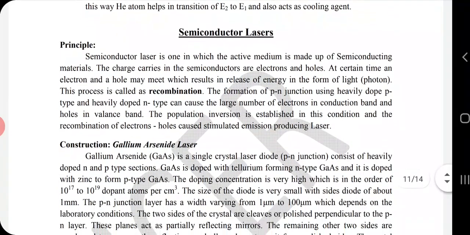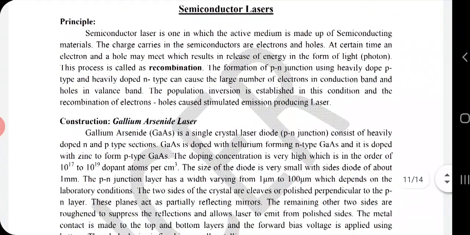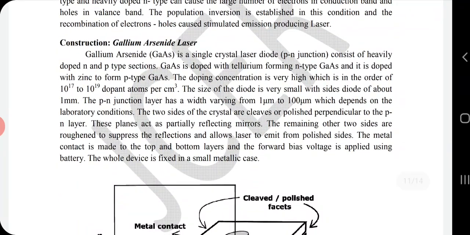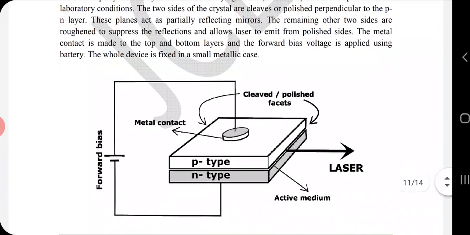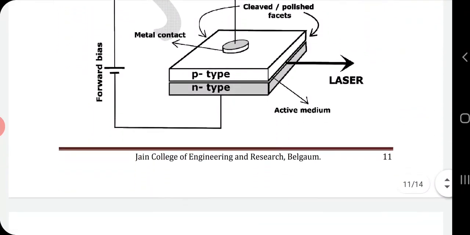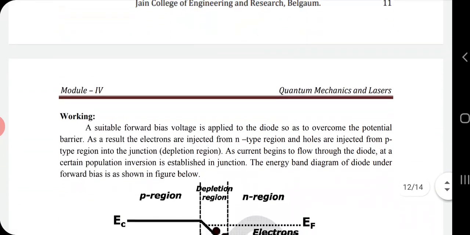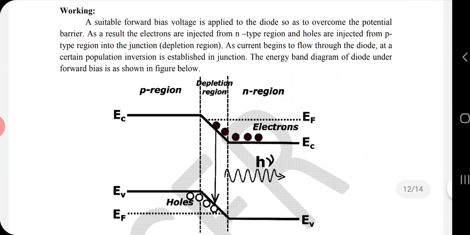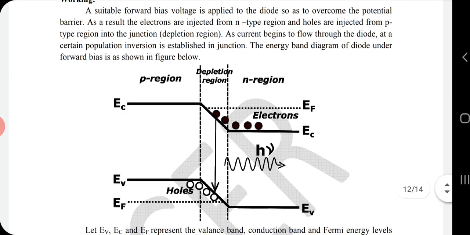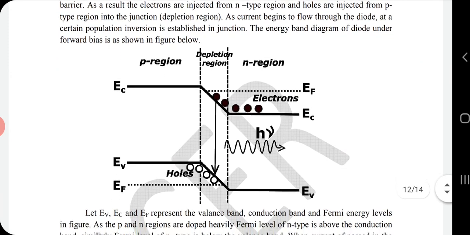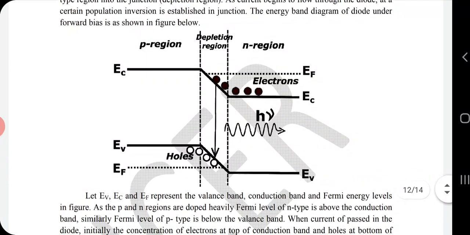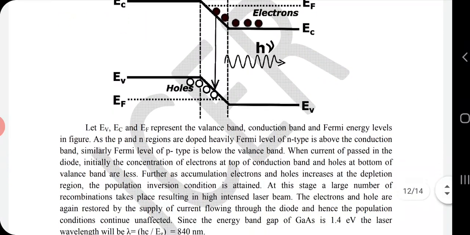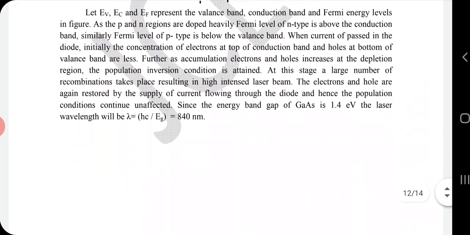Now this is the semiconductor laser. Here also we have the principle and construction, mainly the gallium arsenide laser: how it is constructed, what components we have to use, and then its working. Here you have to draw the band diagram, the PN junction band diagram, and go through the electrons and holes, and whether they recombine. Then we have to see the lasing action in that.